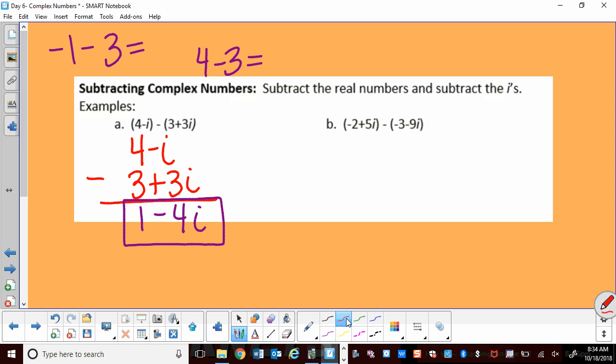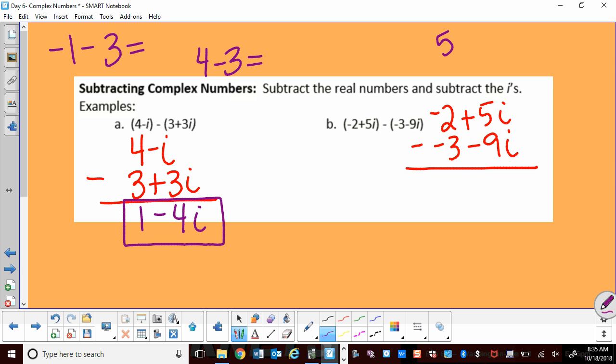Alright, for letter B, we have negative 2 plus 5i minus negative 3 minus 9i. This is where my signs are very important. When I want to subtract my i's first, I have 5 minus negative 9. What was 5 minus negative 9? Double negative means I have to add them together. 14i.